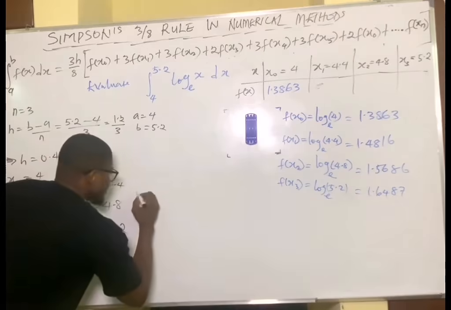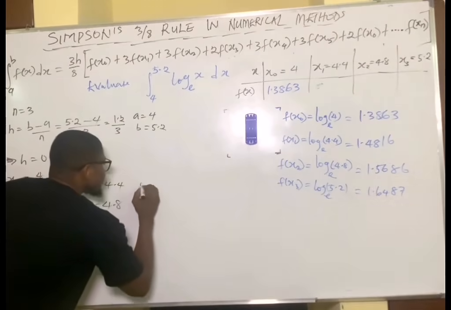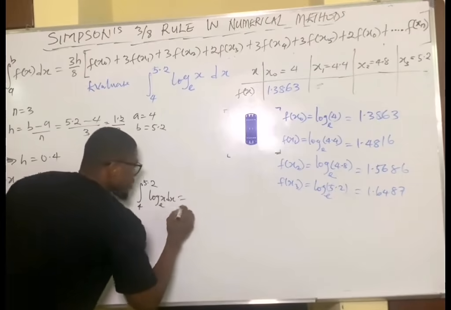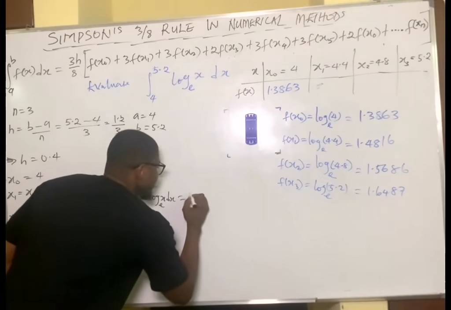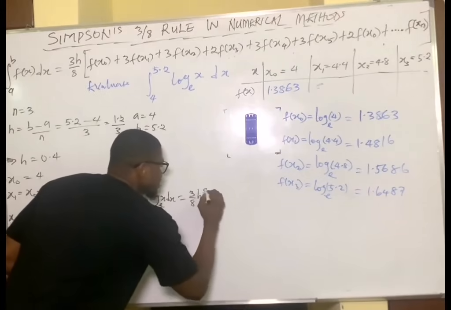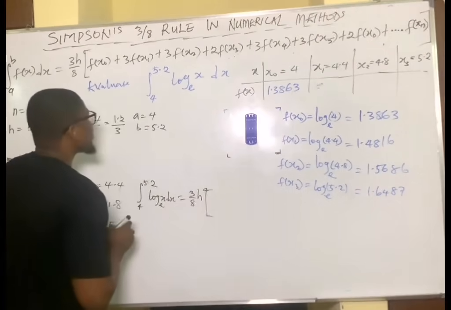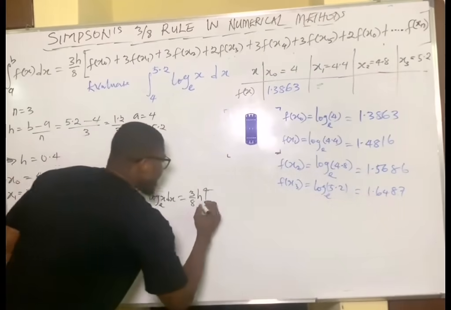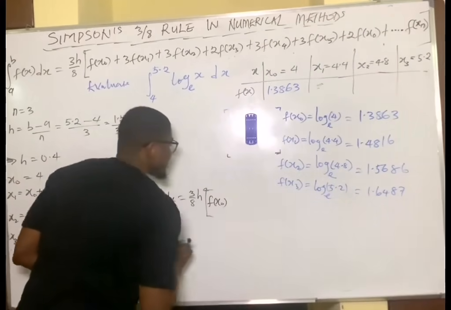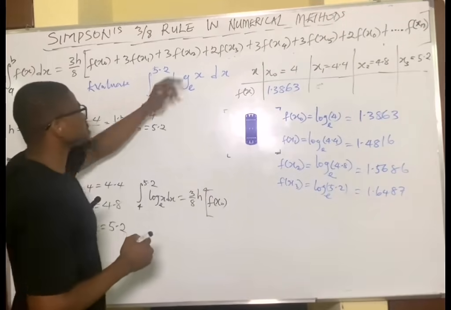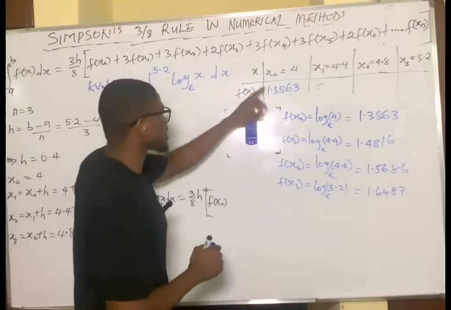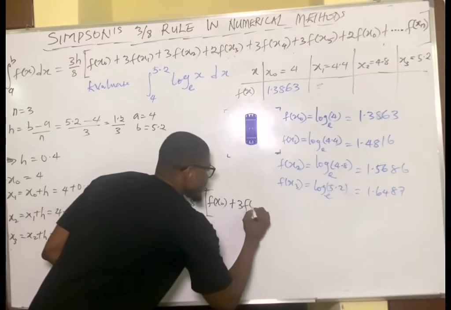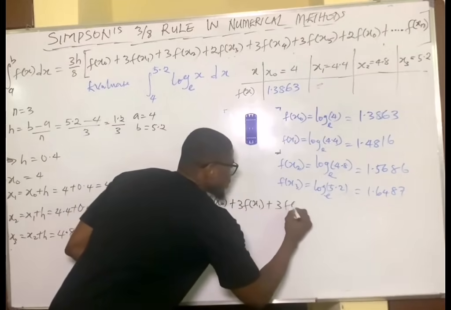So the integral from 4 to 5.2 of log to base e of x dx is now going to be equal to, using Simpson's 3/8 rule, that becomes 3 all over 8 of the interval h, multiplying all through by, from the formula, the first function and the last function are unmultiplied, right? So I have f of x naught not being multiplied by any value, but the next two functions are multiplied by 3. And what are the next two functions after x naught? We have x1 and x2.